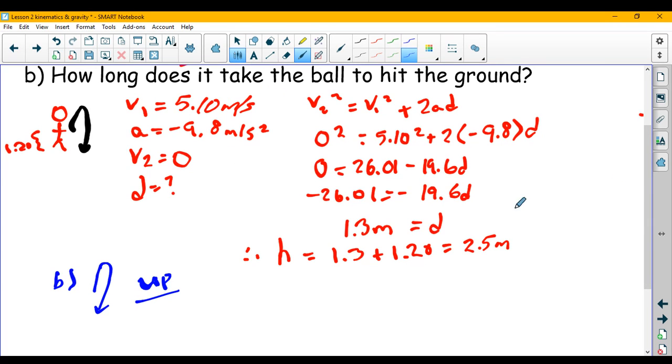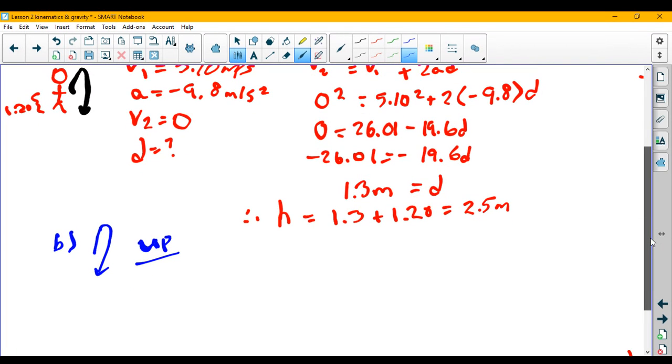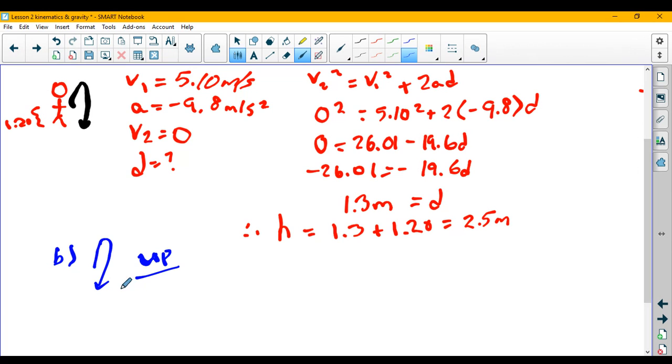I have all that stuff. I'm just switching to time. I'm not going to use my distance in this case because I don't need to. So I'm going to pick an equation and I'm now going to find time. So I'm going to use V2 equals V1 plus at. V2 is 0, V1 is 5.10, and my acceleration is negative 9.8, slowing down on the way up, and I can solve for my time.